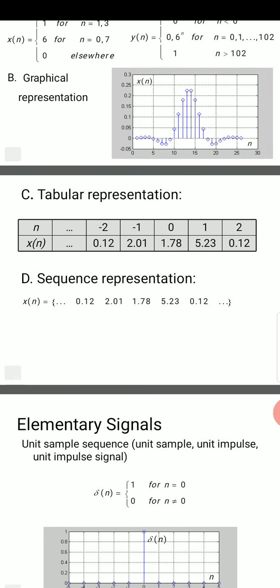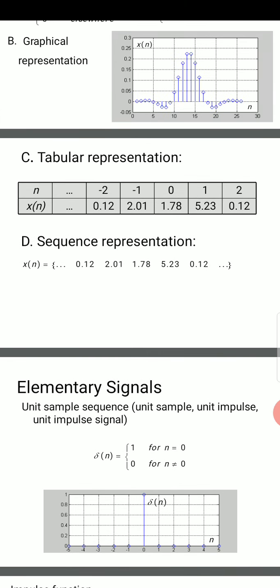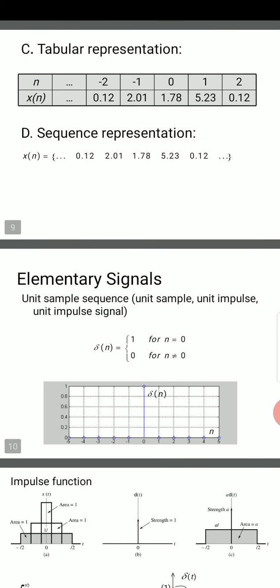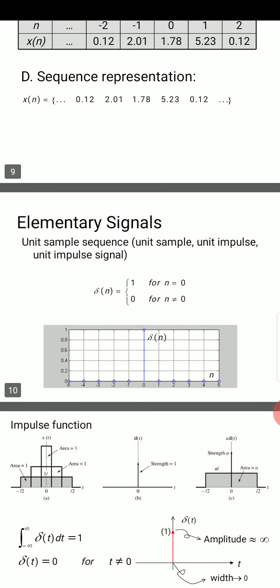The elementary signals. What is an elementary signal? The unit sample sequence, or unit impulse signal. What is the impulse? The impulse is denoted by the delta function, also called the Dirac function. We can easily determine it in the discrete domain and the time domain. What is delta n? At the value 0, the amplitude lies at infinity, that is called the delta function, otherwise the value is 0. The area under the curve of the delta function is always 1, understand?